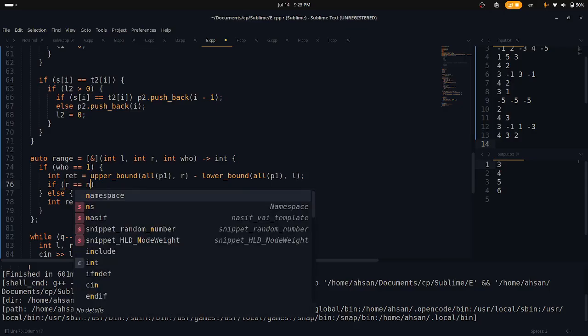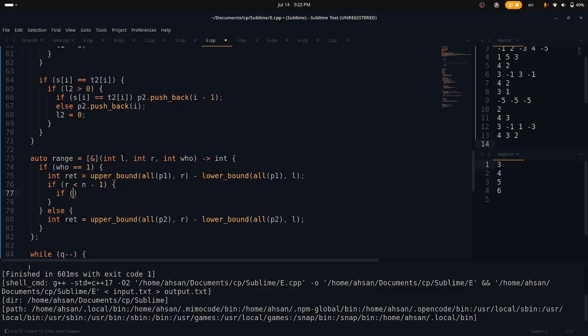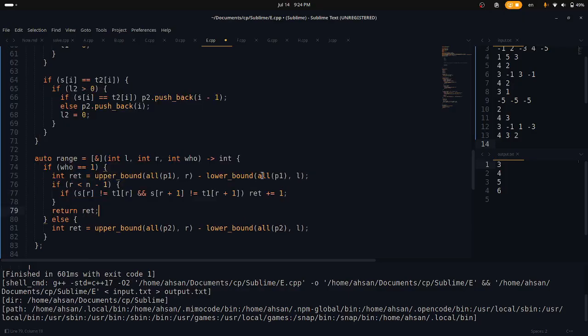So if r is not equal n minus 1, and s of r is equal to t1 of r, and s of r plus 1 is not equal to t1 of r plus 1, then ret plus equal 1, return ret. I think this is a one-liner, so I can just do this.